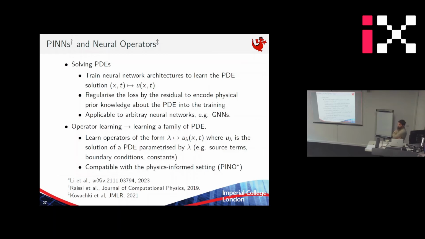It's called physics-informed neural network. I mentioned it in the beginning. And basically, I want to solve a PDE, so a PDE that depends on space and time. I want to learn that mapping. Give me a position in space, a certain time. I give you the solution.